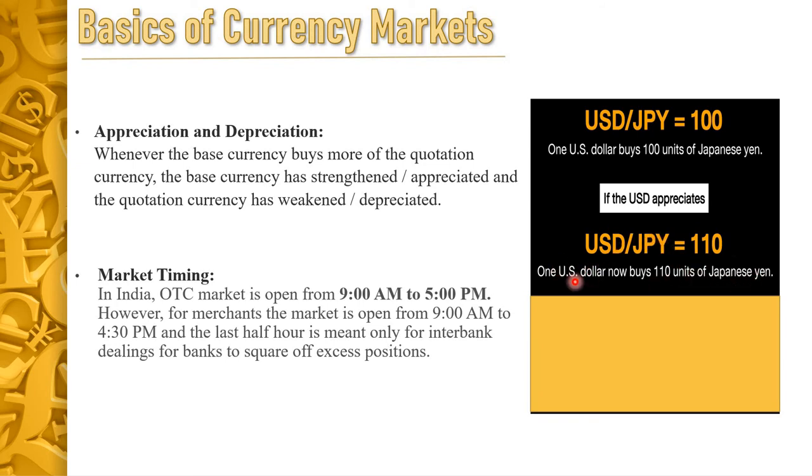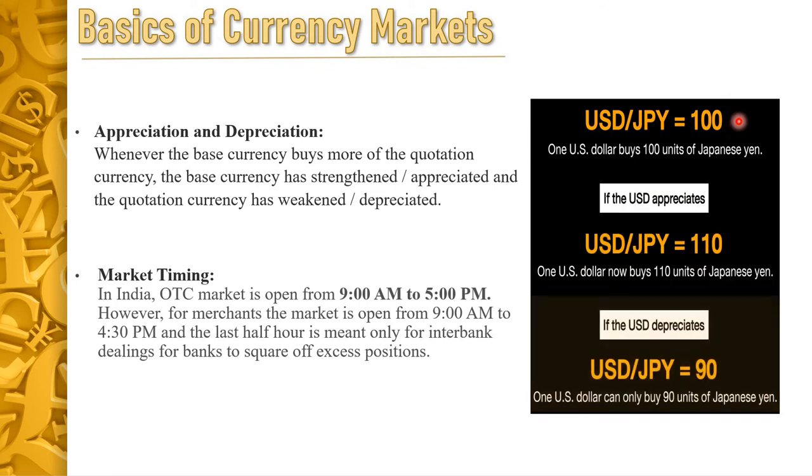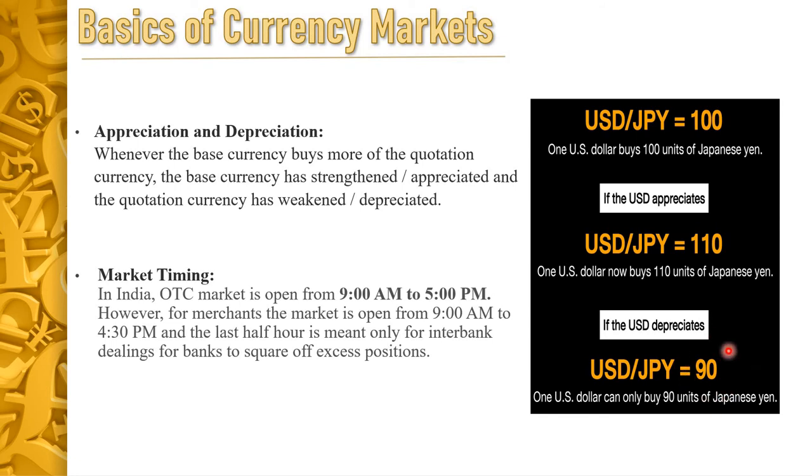And now if we consider a situation where USD gets depreciated, then what do you expect? The rate to fall below 100? Yes. So if the USD depreciates, the unit now becomes 90. It has gone below 100. So now 1 USD would only buy 90 units of Japanese yen. Now here, if USD gets appreciated, JPY gets depreciated. Yes, because there's an inverse relationship between the two when it comes to appreciation and depreciation. And here, since USD has depreciated, JPY will get appreciated.